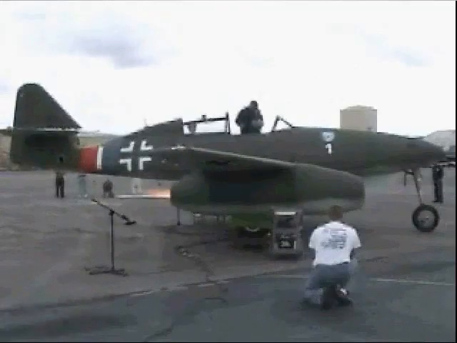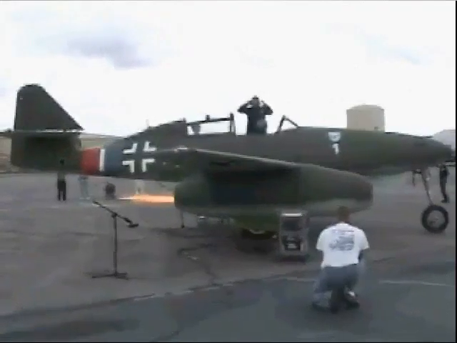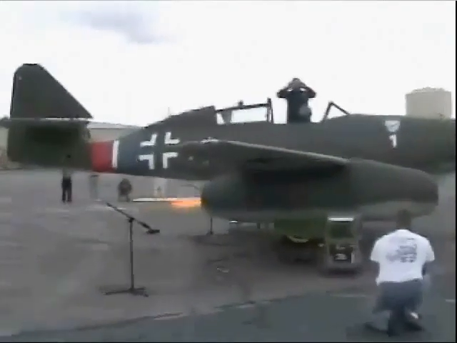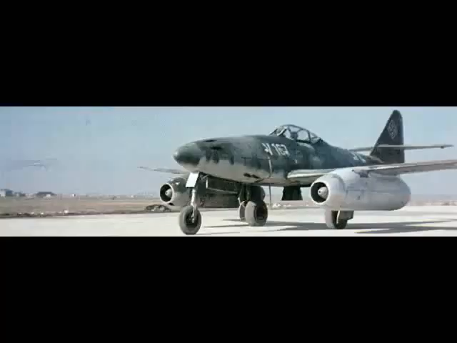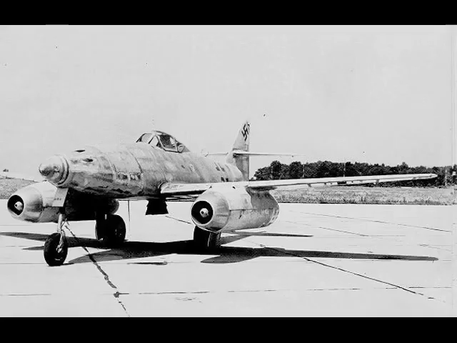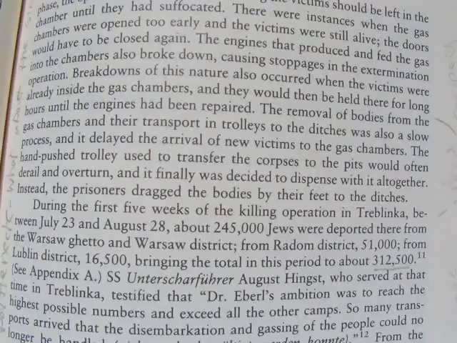Now consider that during the war, Germany was the only country to have operational jet aircraft, and was miles beyond any country in rocket science. Considering that, what mechanized industrial process did they use to haul these daily 1,000,000 pounds of bodies to the pits? Well, the prisoners dragged the bodies by their feet to the ditches. That's Arad, page 87.